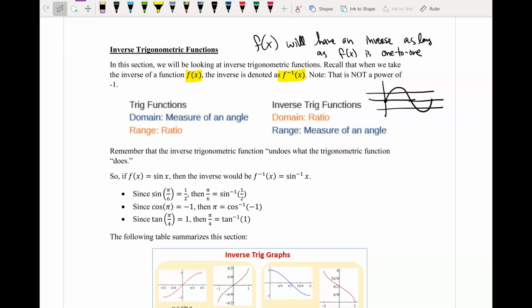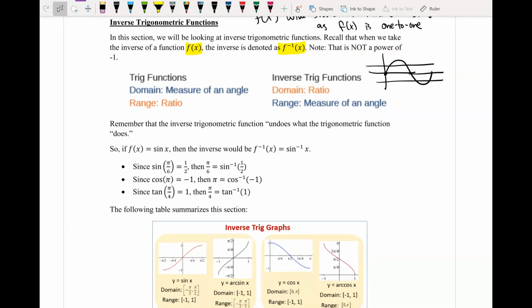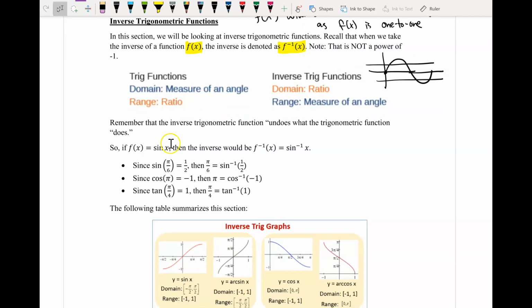So let's first define what sine inverse actually looks like. If f of x is equal to sine of x, then the inverse would be f inverse of x, which we would say as sine inverse of x, not sine to the -1. That's something very different. Sometimes you'll also see it called arc sine.